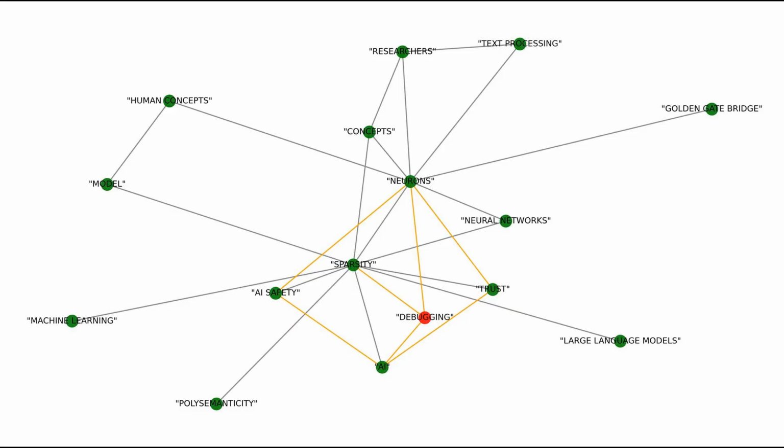So overall, the mapping of neurons to concepts through sparsity not only enhances our understanding of AI systems, but also contributes to their reliability and safety, making them more trustworthy tools in our daily lives.